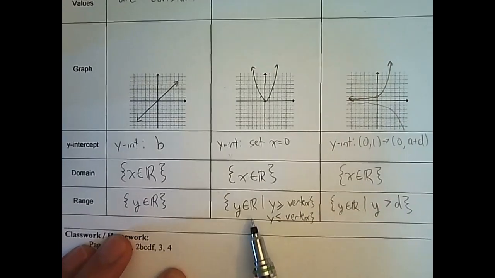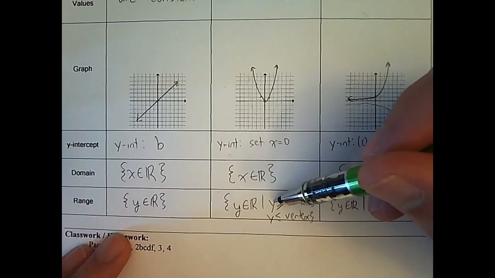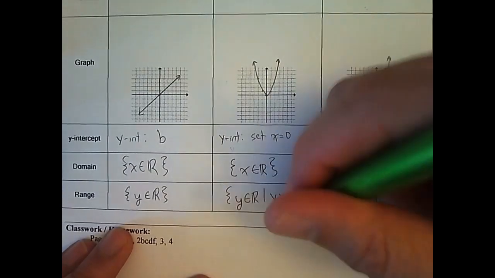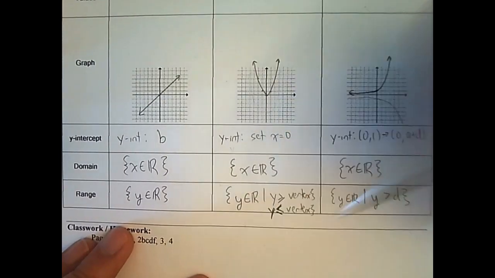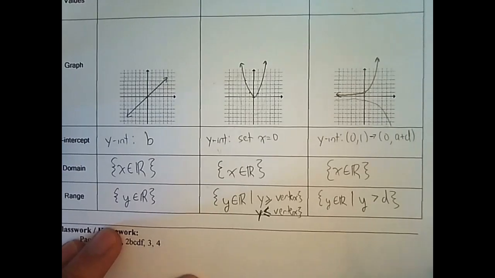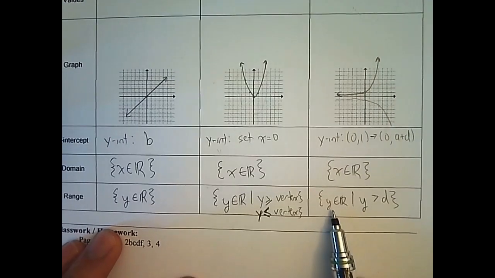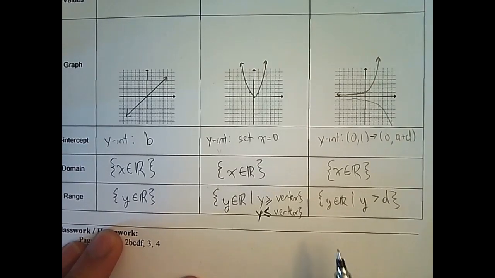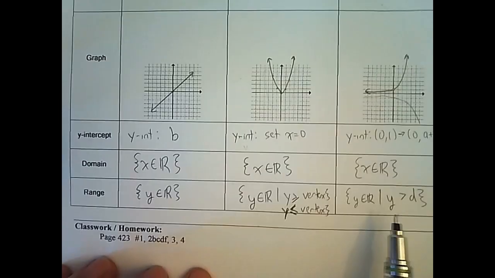The range for a quadratic function is y is greater than or equal to the vertex, or y is less than or equal to the vertex, depending on the opening. So it depends on if the equation opens up or down. And for the range of our exponential function, y has to be greater than the horizontal asymptote. So y is greater than some d value. So that's kind of a summary of all of our functions.